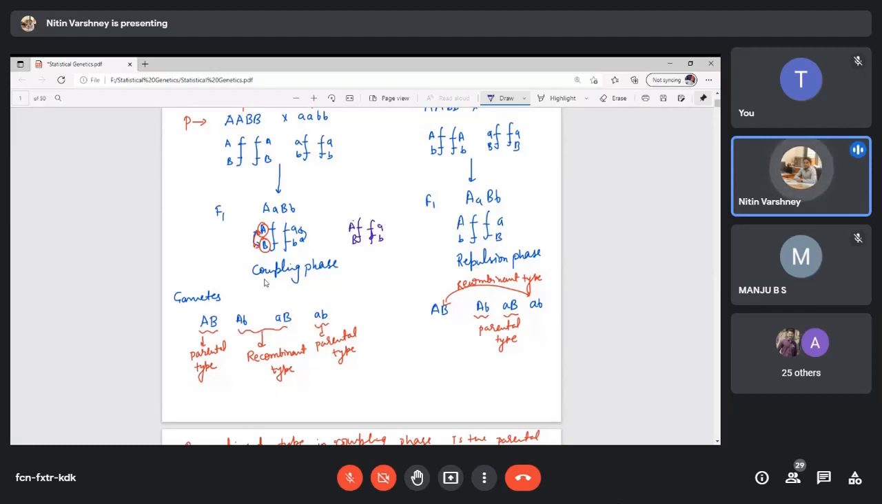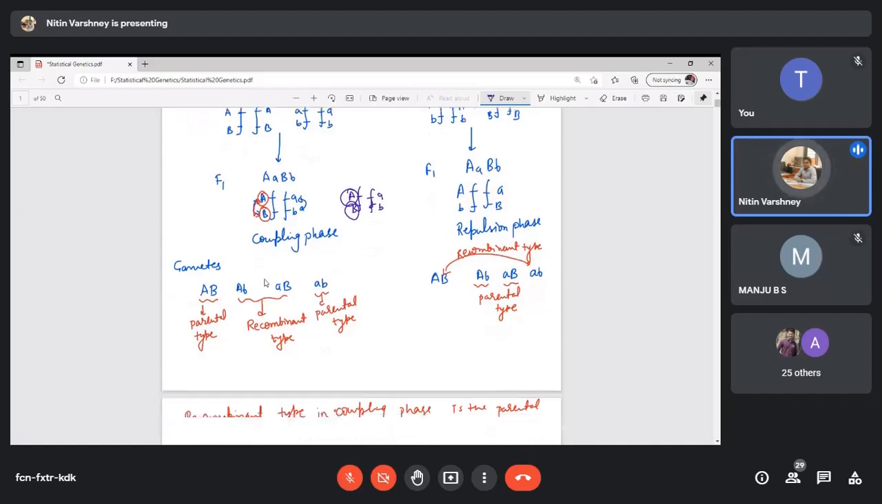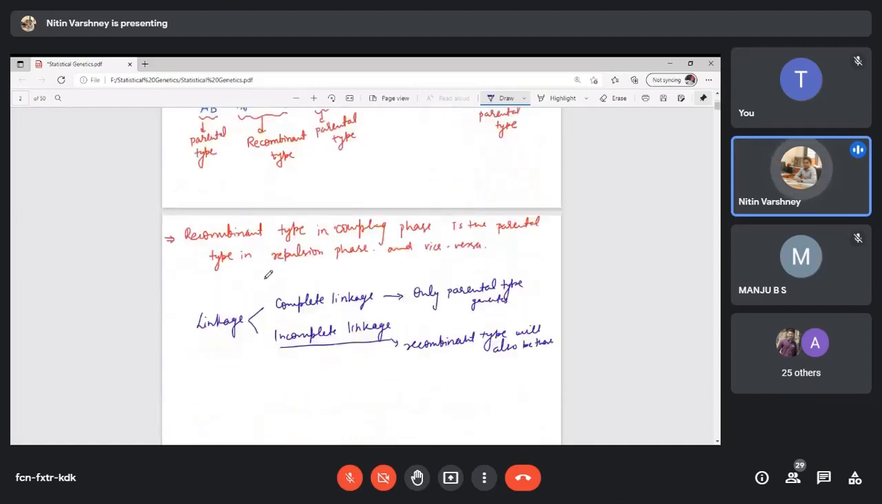It means these two genes or these two loci are linked together. There will be a tight linkage, so they are not separating, they are not segregating. That's why we will get only parental type in complete linkage, and in incomplete linkage we will get recombinant type also.